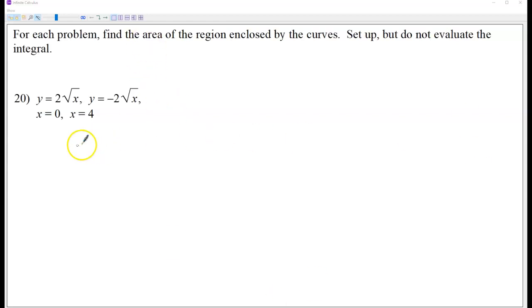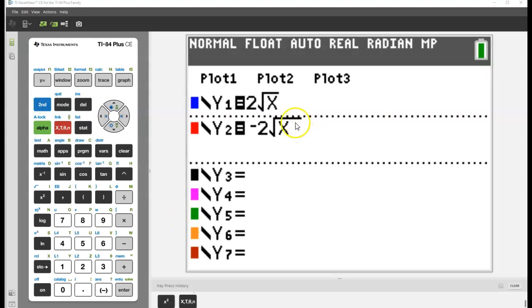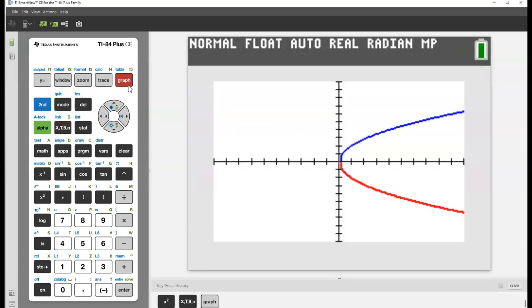And we still do want to graph them though, just to see what the picture looks like. If they don't give you a picture, it is kind of helpful. So let's graph these really quick. We're going to type those two functions in that they gave us, and take a look at the graph, and there are the two functions. We have the blue one and the red one, and we are integrating from 0 on the x-axis to 4 on the x-axis. And so this is the shaded area that we're trying to find.